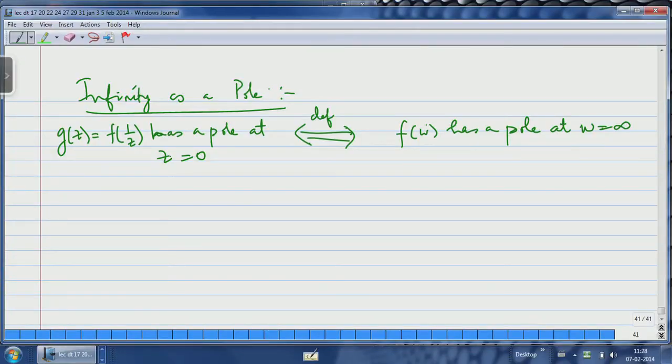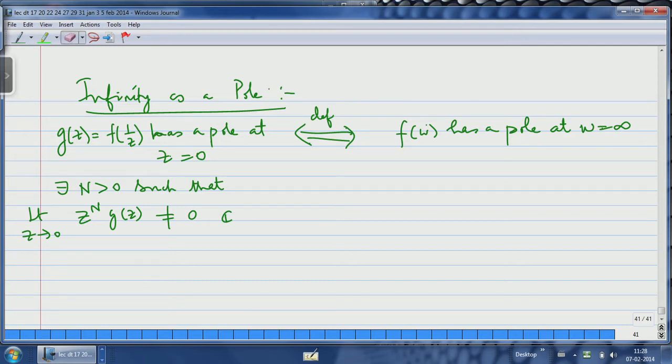So I'll write down all those three conditions. The first thing is there exists an n greater than 0 such that the limit as z tends to 0 of z power n times g of z is non-zero. And of course in fact it's a non-zero complex number. When I say it's non-zero, I don't want this to be infinity.